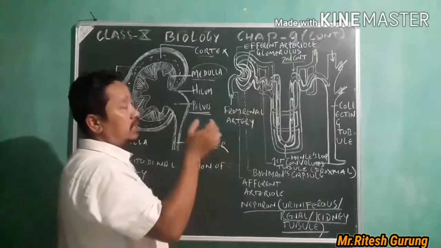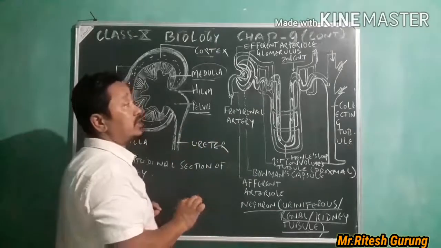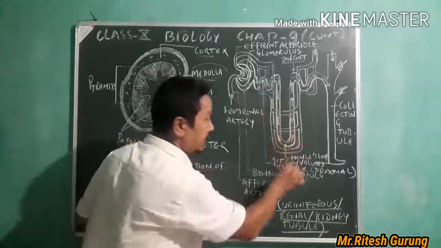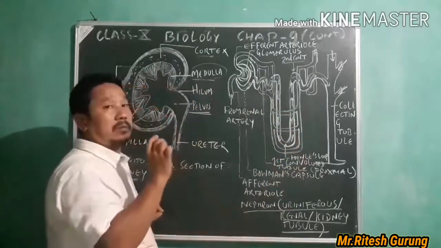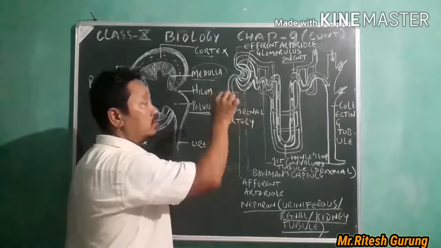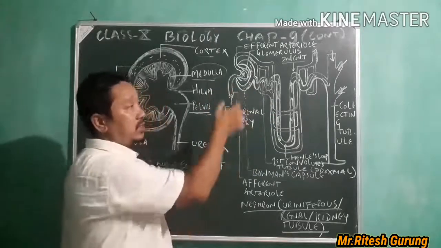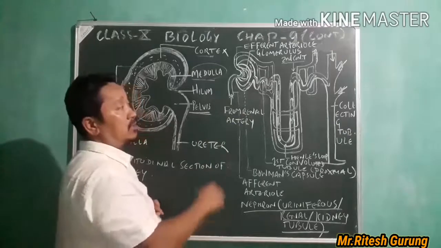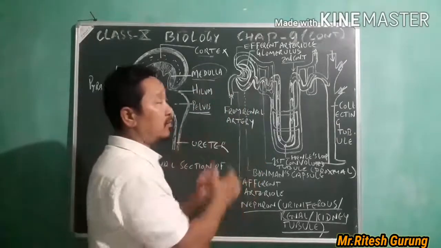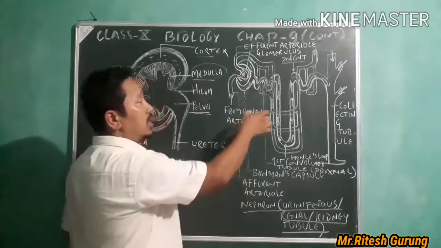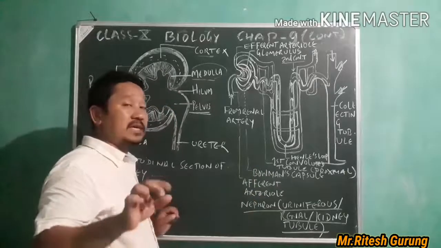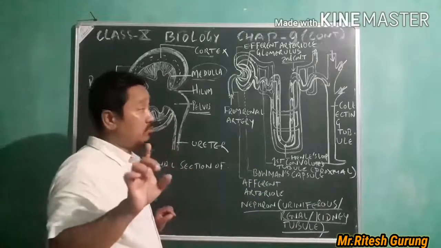Here, especially two things we got to know. One, the different parts that you find in the kidney, and the flow of blood into the kidney. How does the blood flow into the kidney? Which blood vessels are responsible for carrying the blood into the kidney and away from the kidney? That has also been shown here in the diagram, which is also there in the book. Please see the diagram in the book.